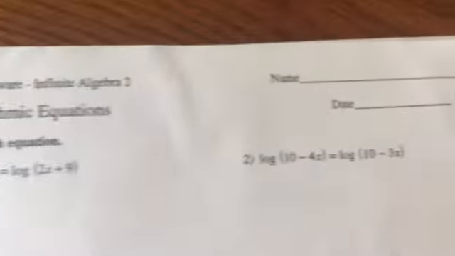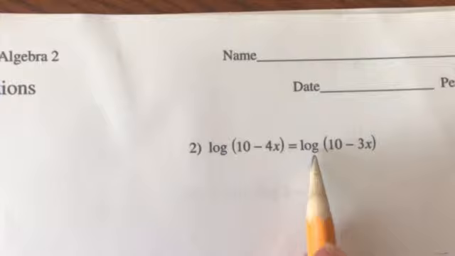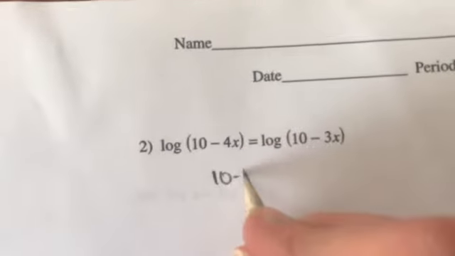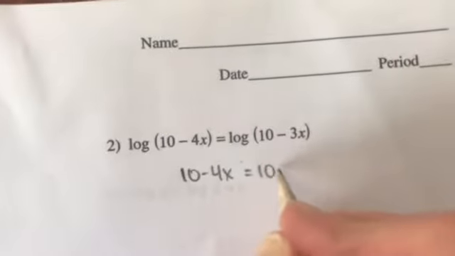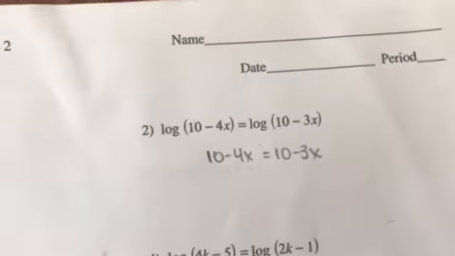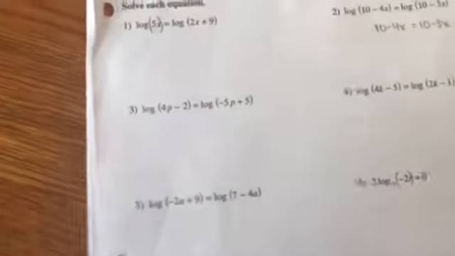So again, when you get ready to do this one, you have one log equal to one log, you're going to start at 10 minus 4x equals 10 minus 3x, and then just solve. Easy enough. All right, now let's look at some others.